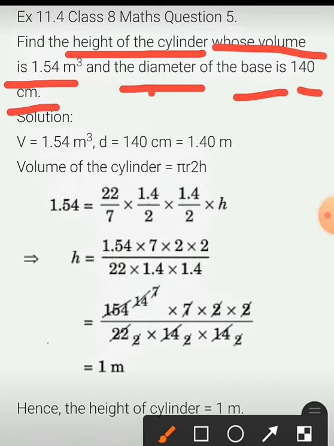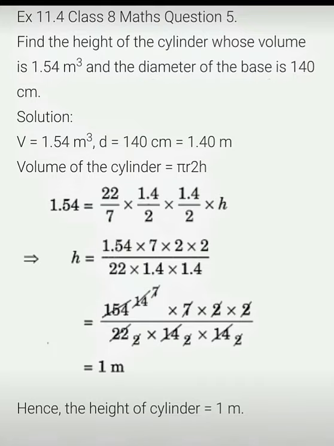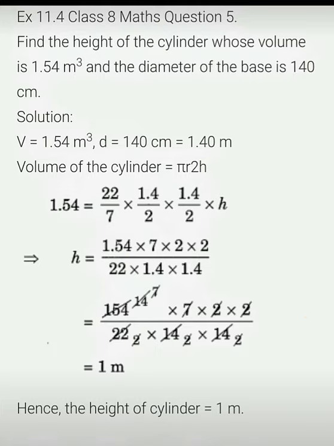Diameter is given, so we have to find out the radius from that. One more thing, the diameter of the base is 140 centimeter, and the volume 1.54 is in meter. So first of all we need to convert and make the units the same. Next, from diameter we have to find the radius, or we can directly write it upon 2. Let us quickly move ahead with the solution part.